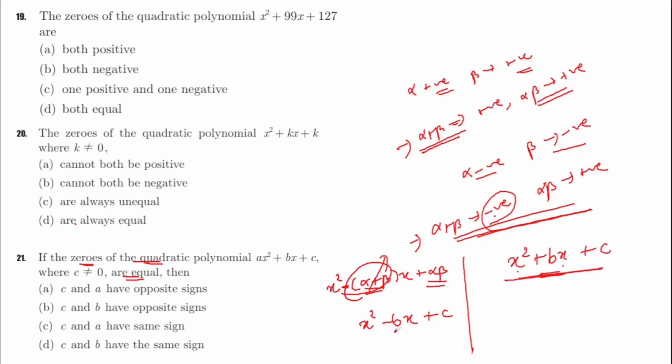Now look at both the polynomials. In this polynomial, the sign of a is positive and the sign of c is also positive. In this polynomial also the sign of a is positive and the sign of c is also positive. So in both the cases, a and c have the same sign. But here it is given that opposite sign, so this is not the answer. Here, option C: c and a have the same sign. So I hope this question is clear to you. In a polynomial where both the zeros are equal, in this kind of question, the sign of a and the sign of c are always equal, or having the same sign.